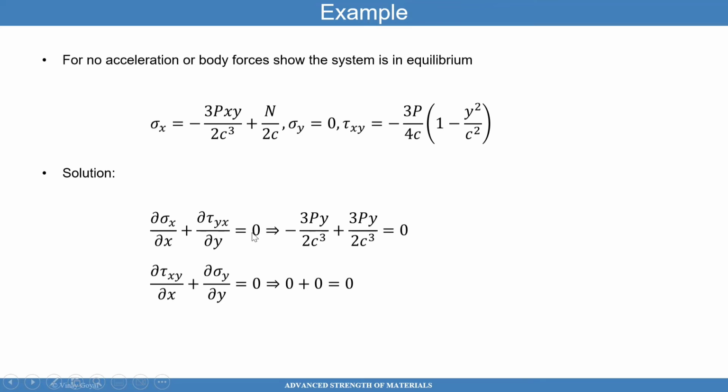You can see here that the partial with respect to x, you get 3py divided by 2c cubed. And then for this one, you get 3py divided by 2c cubed, if you take this partial here. And that's exactly equal to zero. And then you can see that tau xy has no x's. So therefore, the partial of tau xy with respect to x is zero. Partial sigma y with respect to y is zero, obviously, because sigma y is zero. So this system is in equilibrium.